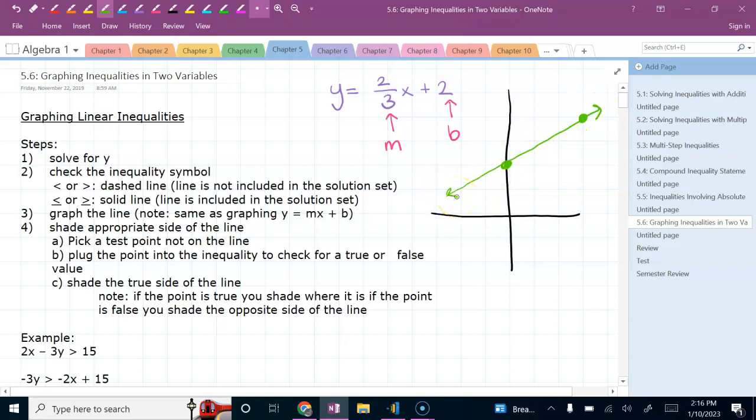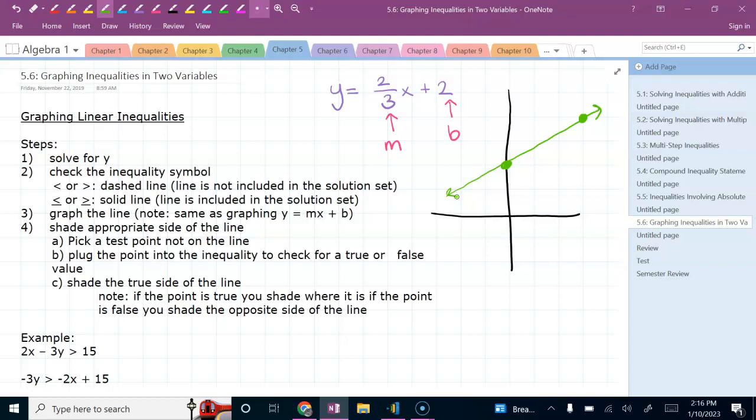Okay? We're going to do the same thing in this section. It's just that instead of having an equal sign, you're going to have an inequality sign. So we'll talk about how you handle that, how you decide what your line should look like. And we'll talk about shading, because like on a number line in the previous sections, we had to shade in a specific direction depending on what kind of inequality sign we have. The same thing happens here with these graphs.